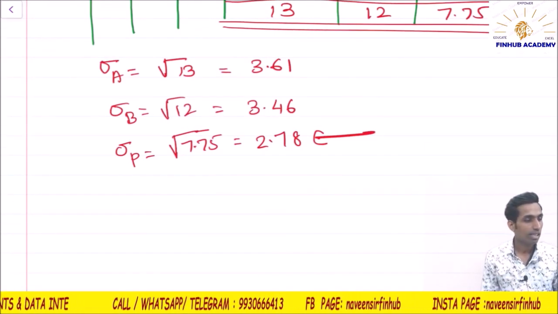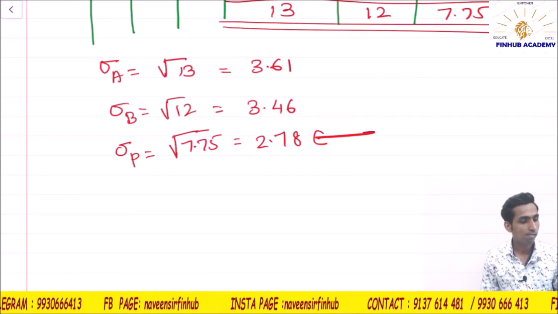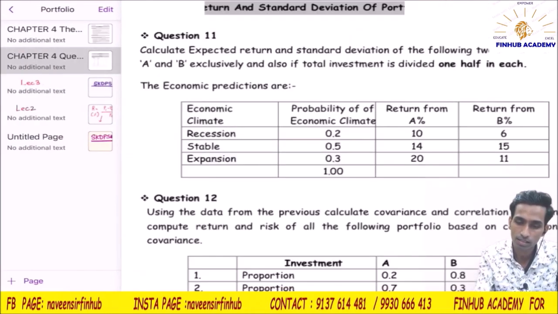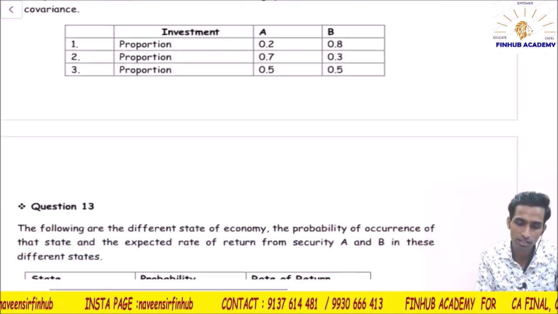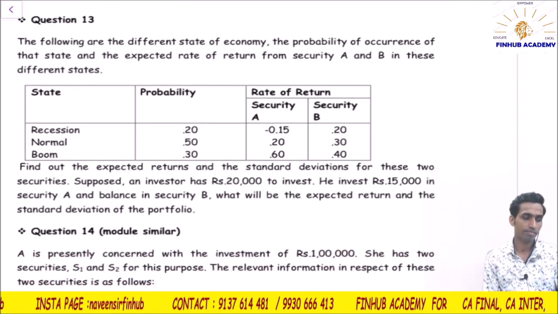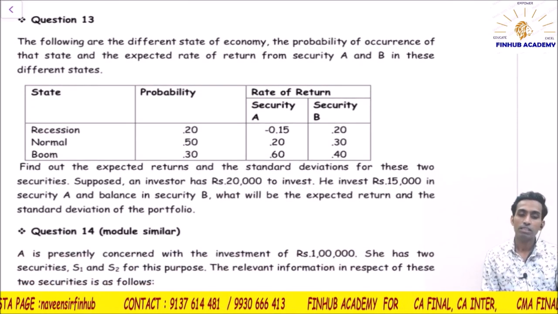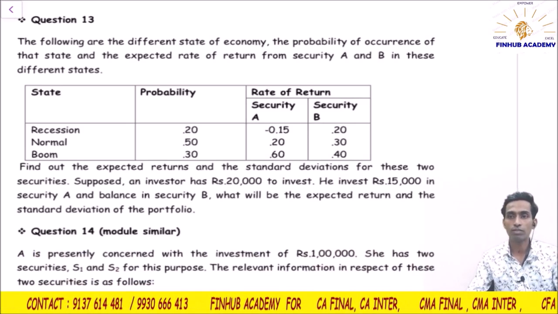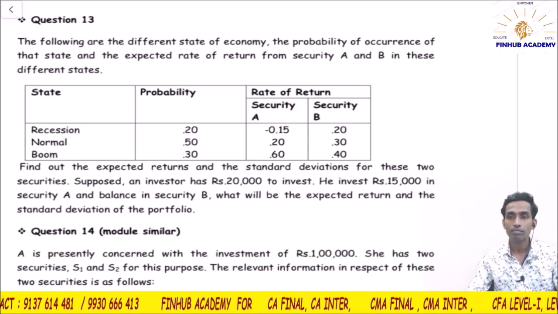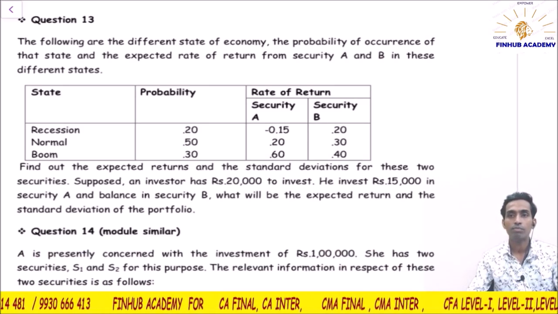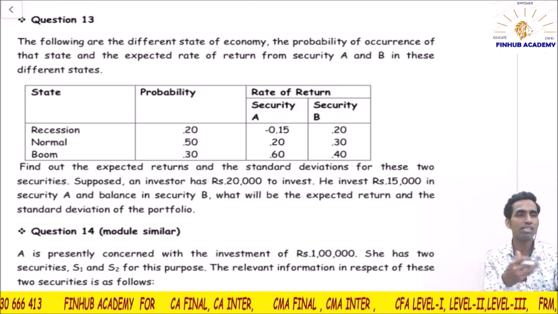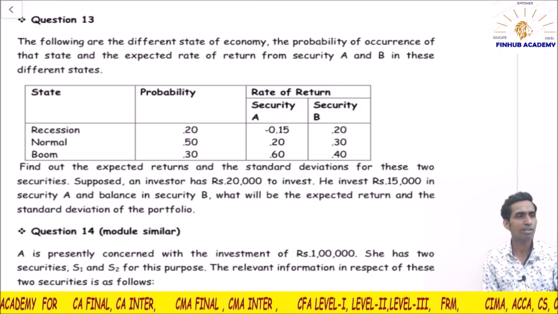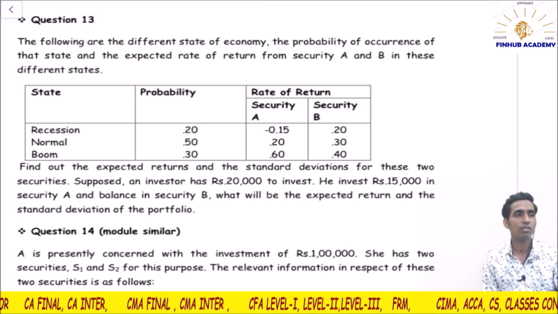Okay, can we do question number... Okay, let's do question number 13. Yes, 12 is pending, we'll come to that later. Question number 13. Listen, the following are the different states of the economy. What they have given you is the different state of economy conditions, the probability of occurrence of that state, and the expected rate of return of securities A and B. Same question. Find out the expected return and standard deviation of these two securities.